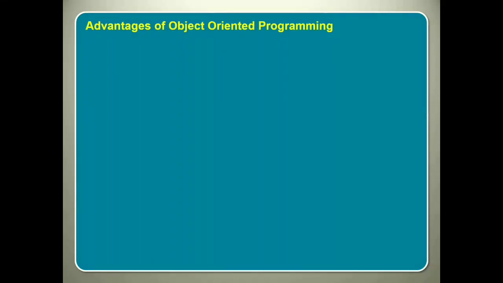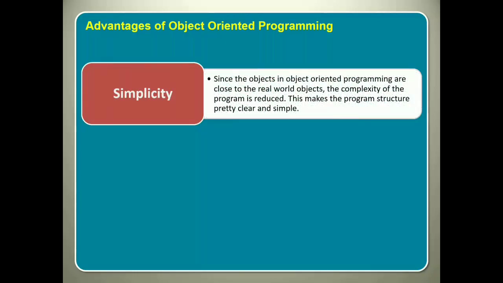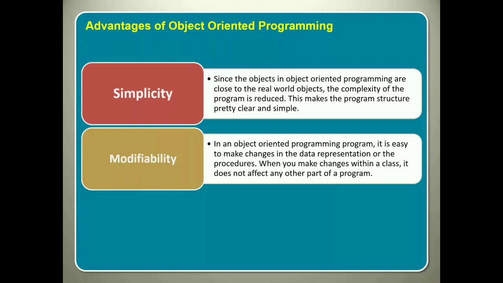Having understood the basic concepts of object-oriented programming, let us look at the advantages of using the same. Simplicity. Since the objects in object-oriented programming are close to the real-world objects, the complexity of the program is reduced. This makes the program structure pretty clear and simple. Modifiability. In an object-oriented programming program, it is easy to make changes in the data representation or the procedures. When you make changes within a class, it does not affect any other part of a program.